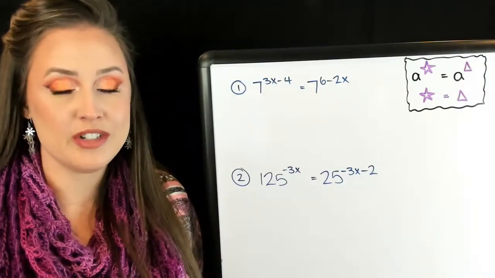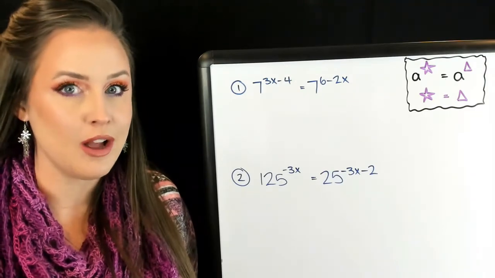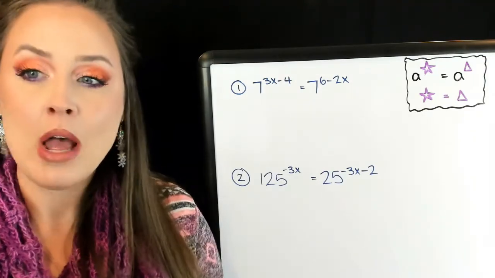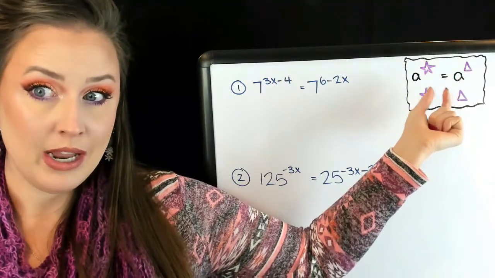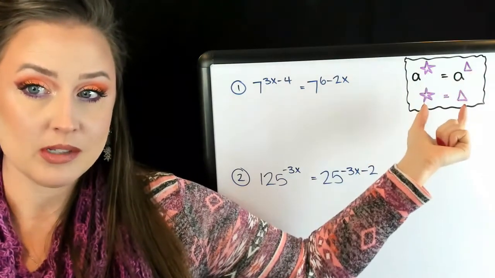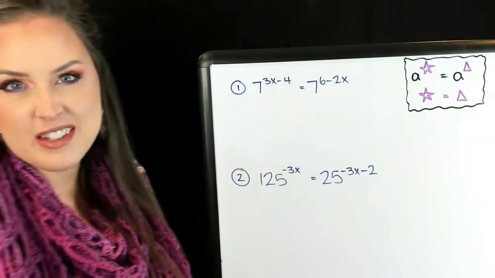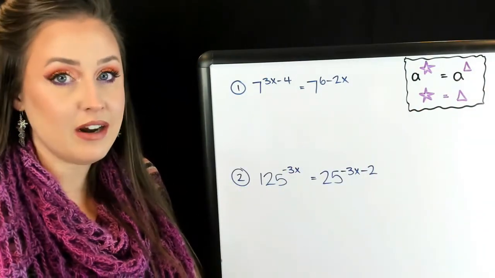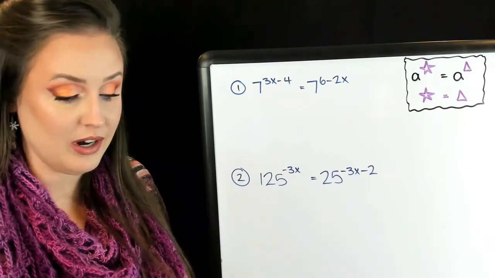In order to solve these equations, we're going to use something that's very handy and useful in many situations, including logarithms, which will be another video. But basically what it says is that if parts of two equations are equal and there's an equal sign between, then the other parts must also be equal. So for example, in this number one here, the sevens are already equal. So since they're equal, then that means we can ignore them and set the powers equal to each other.